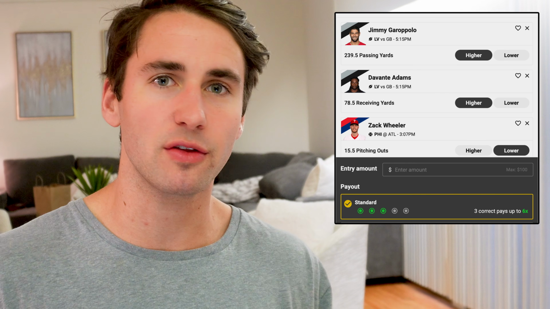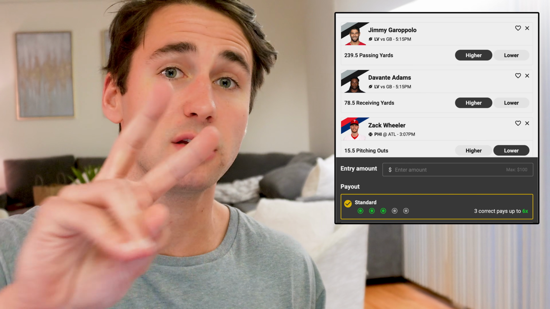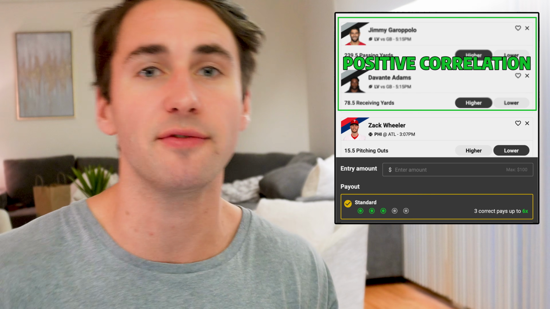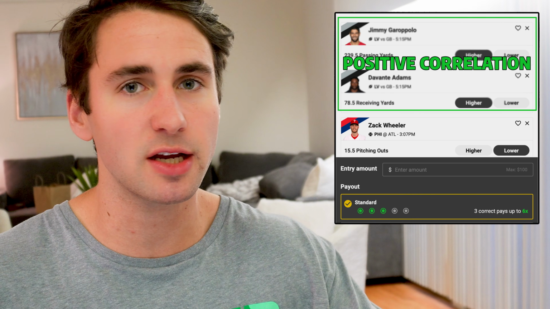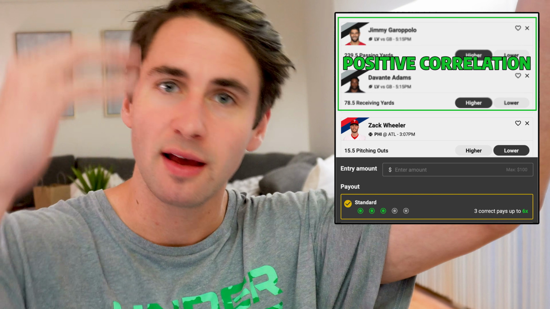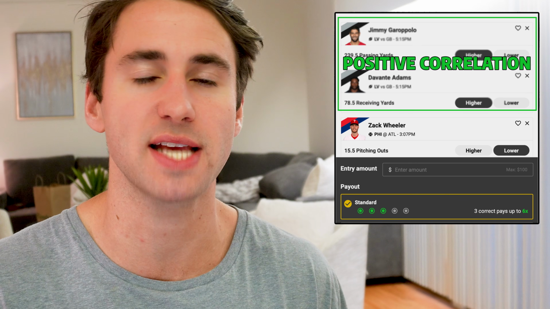So if you pair these 3 picks together, Underdog would be giving you a 6x payout, and 2 of those plays would be called positively correlated, Jimmy G and Davante Adams. If Jimmy G has a good game and he goes over in passing yards, it's more likely that Adams is going to go over. So correlation always applies to picks on the same game.